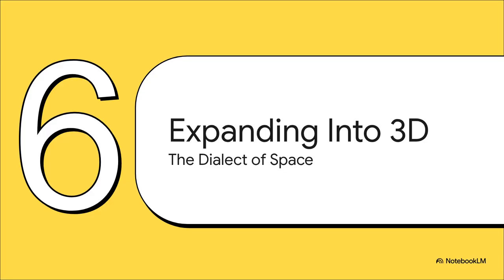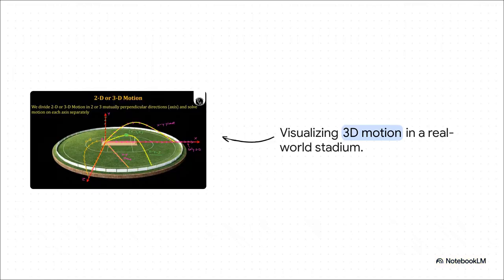And our final stop, Section 6, Expanding into 3D Motion, the dialect of space. Up to this point, we've essentially been calculating motion on a tightrope, just moving back and forth in one dimension. But visualizing motion in a real-world cricket stadium anchors the reality of 3D space perfectly. And the amazing secret to 3D kinematics? It's not some new, overwhelmingly difficult topic, not at all. It is literally just a copy-paste of the exact same 1D rules we just learned, applied to 3 mutually perpendicular axes, x, y, and z.